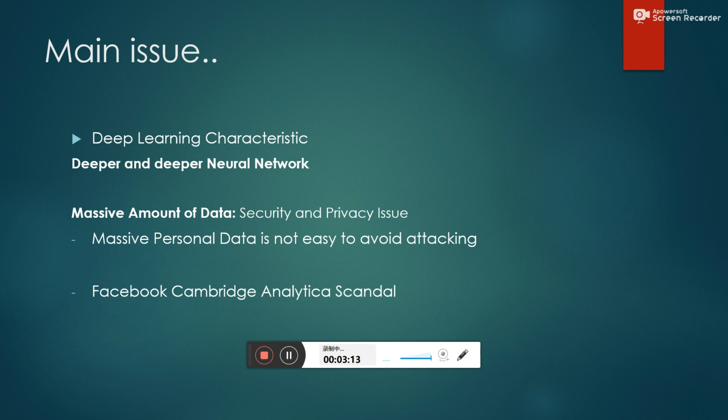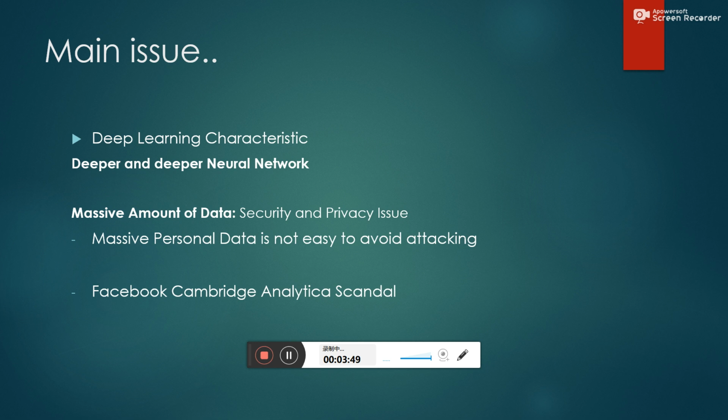Since more parameters can help people predict more complex tasks, researchers are always seeking more complicated neural network to deal with more challenging issues. The second characteristic, which is important to this presentation, is massive amount of data, since deep learning needs many data for training. But it also raises the security and privacy issues.